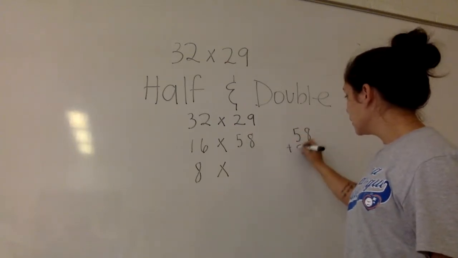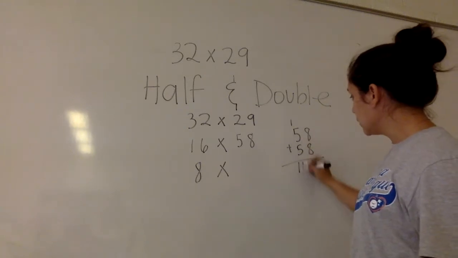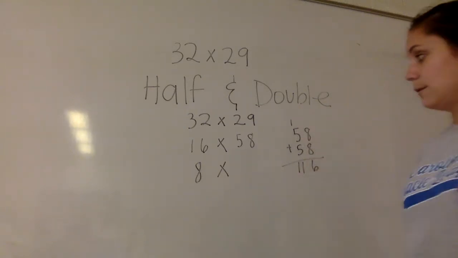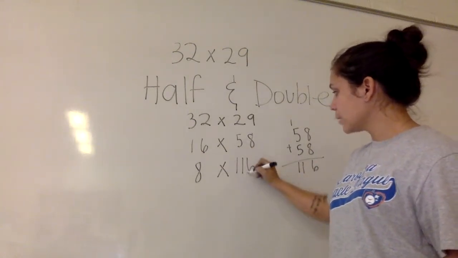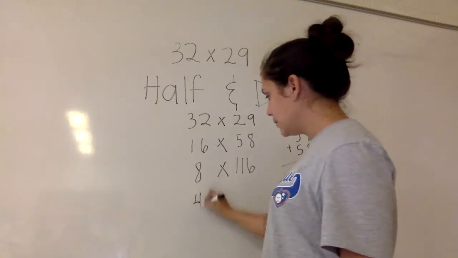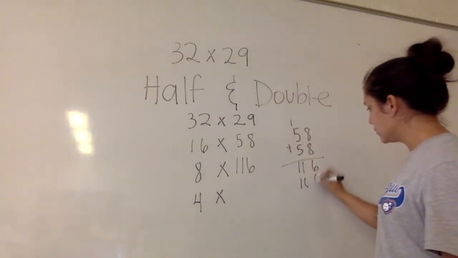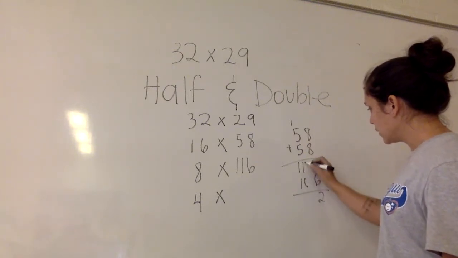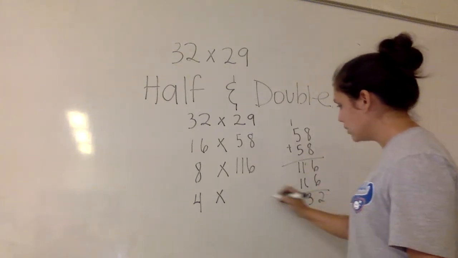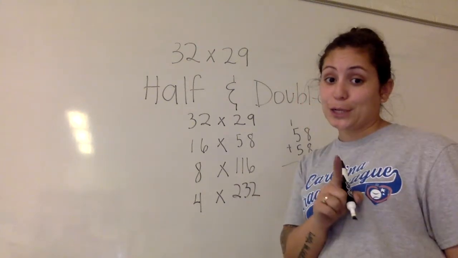Just tell them to do this. 58 plus 58. 8 plus 8 is 6. Carry 1. 5 plus 5 is 10. Plus 1 is 11. So we halved our 16. We're doubling our 58. We're going to half our 8. We're going to double our 116. And you can use the same 116. So 6 plus 6 is 12. Carry your 1. 3, 2, 232.